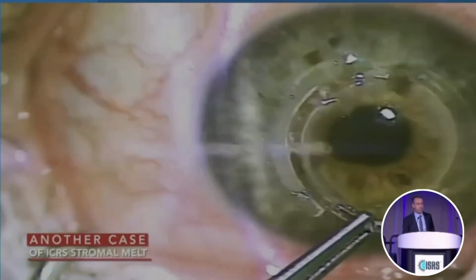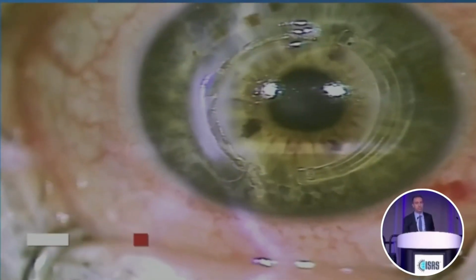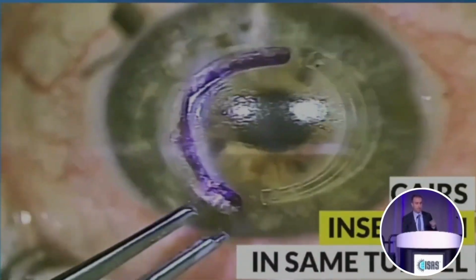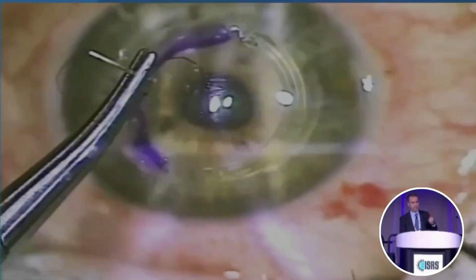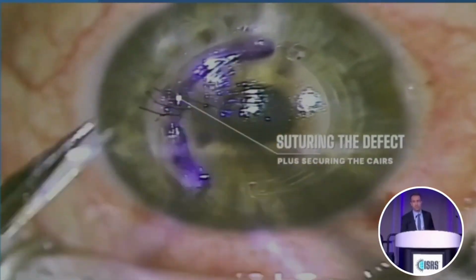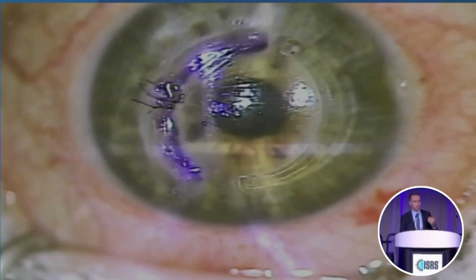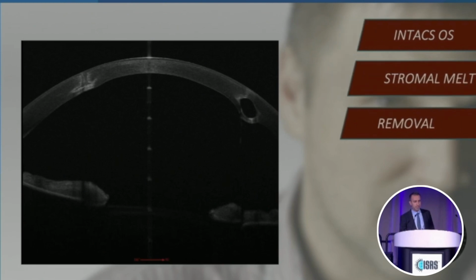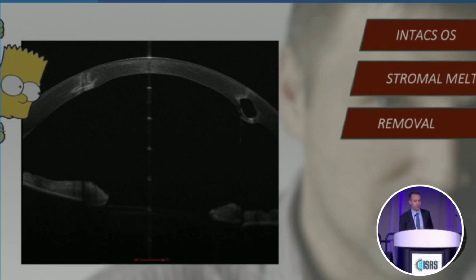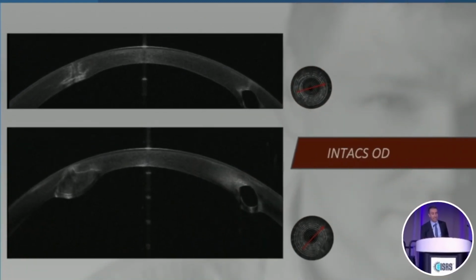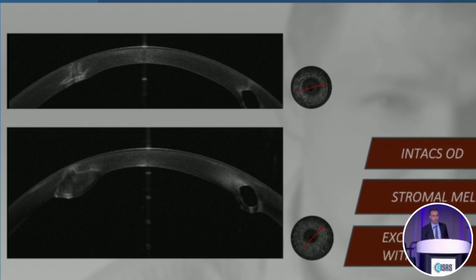That's another example where I removed that segment and inserted in that same tunnel a CAIRS, corneal allogenic ring segments. I use my technique, the jerk technique, to make it stiff. I put sutures to close the defect, but at the same time to secure the segment and avoid it going through that opening. Now, this is an example of a patient where we removed the corneal ring segments and did nothing, and you see this epithelial ingrowth all the way down to the floor of the channel. The other eye, where we actually explanted it and exchanged it with a CAIRS instead.